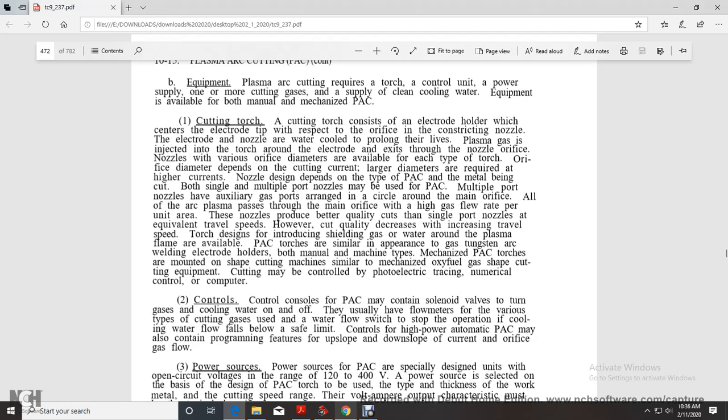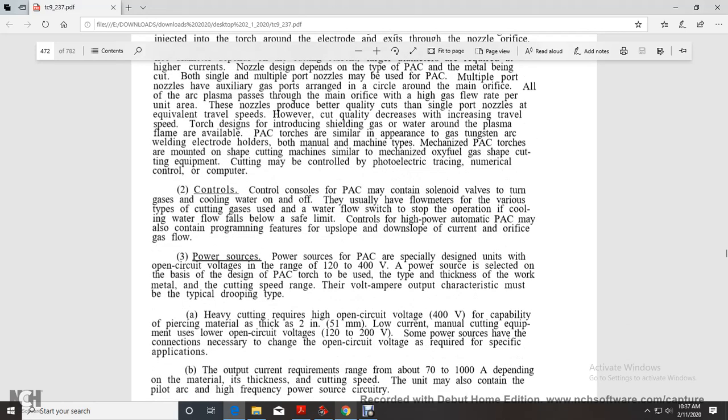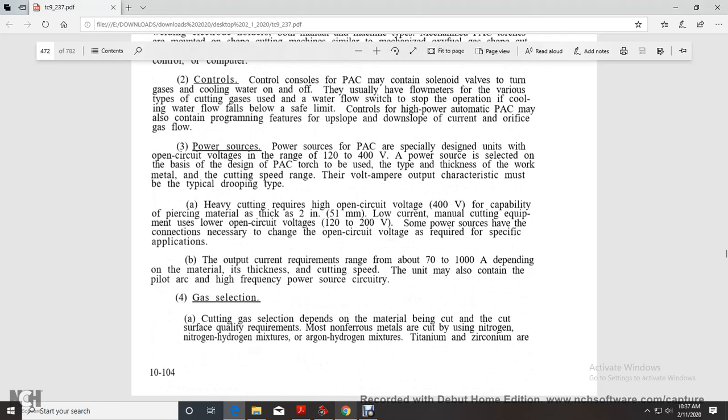Plasma arc cutting torches are similar in appearance to gas tungsten arc torches with electrode holders, in both manual and machine types for mechanized plasma arc cutting. Torches are mounted on the shape cutting machine, similar to mechanized oxy-fuel gas shape cutting equipment. Cutting may be controlled with photoelectric tracing and numerical control by computer. The control console for plasma arc cutting may have solenoid valves to turn gases and cooling water on and off. It usually has flow meters for the various types of cutting gases used, with a water flow switch for the operation.